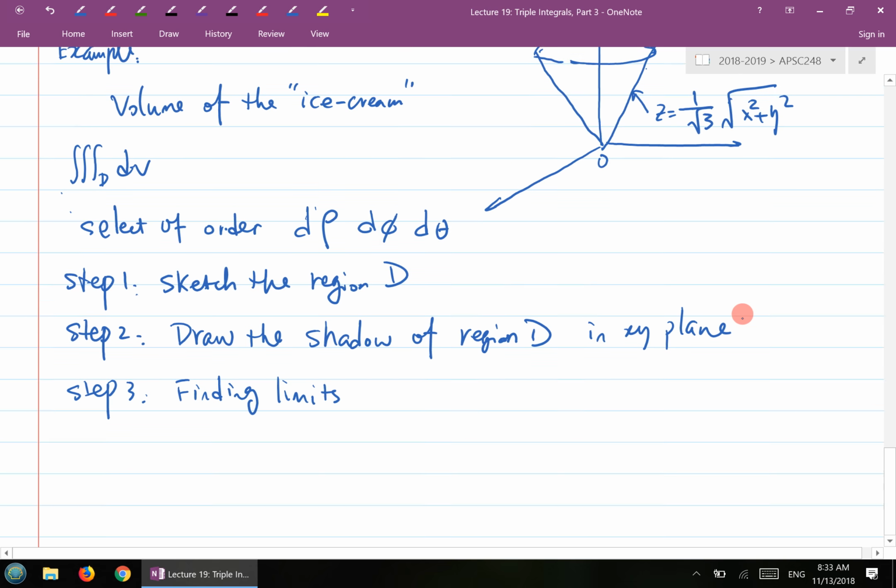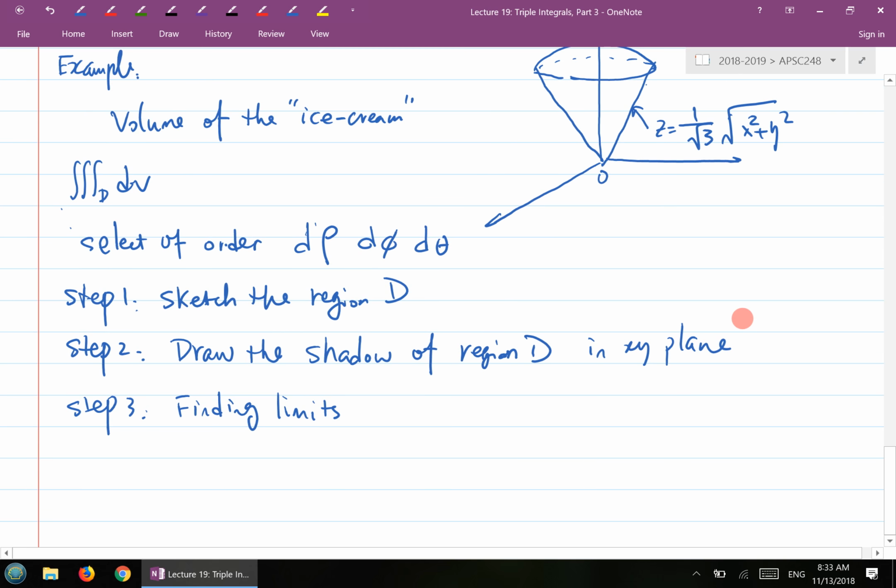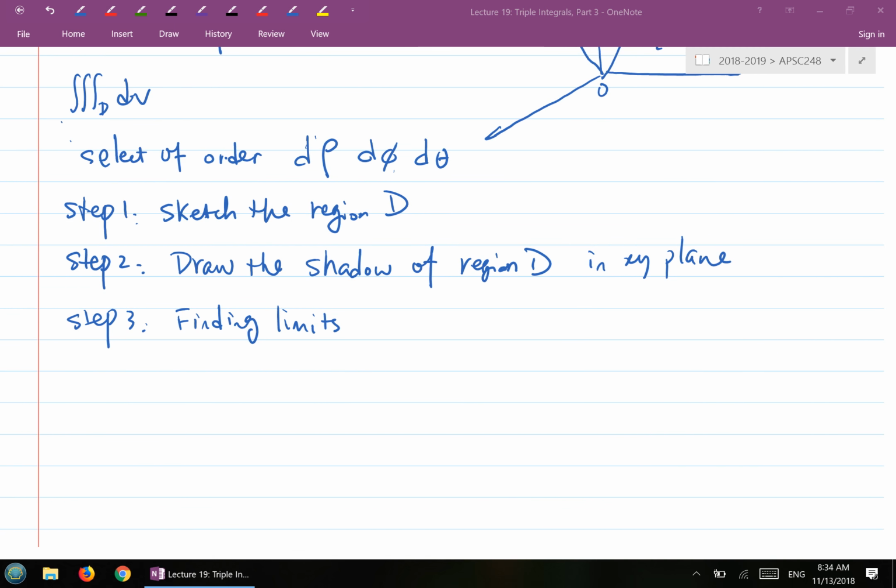Finding limits, always remember, is about scanning through this region D. It doesn't matter which coordinate system you have chosen, scanning through the region D means you scan according to the order. First step is rho, then you scan in the rho axis direction. Second step is phi, then you scan in the phi axis direction. Last step is theta, then you scan in the theta axis direction. Very much like XYZ, scanning through the XYZ axis directions. So let's find the rho limits.